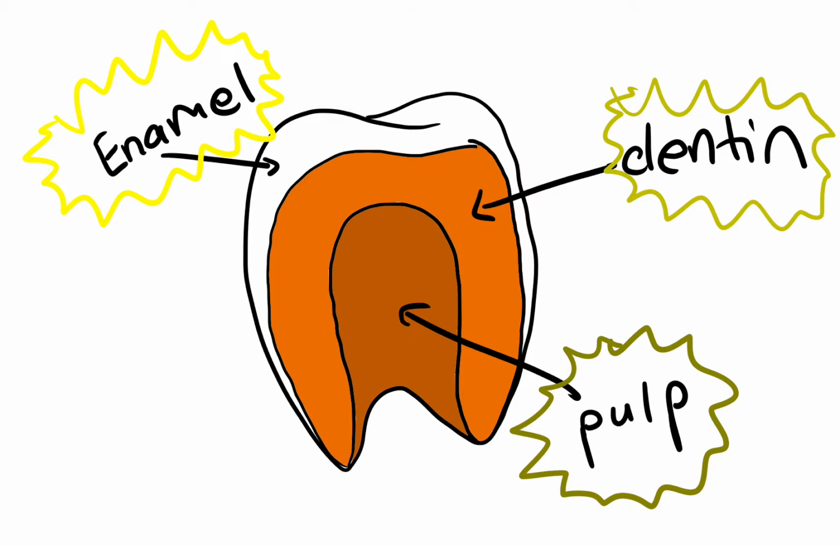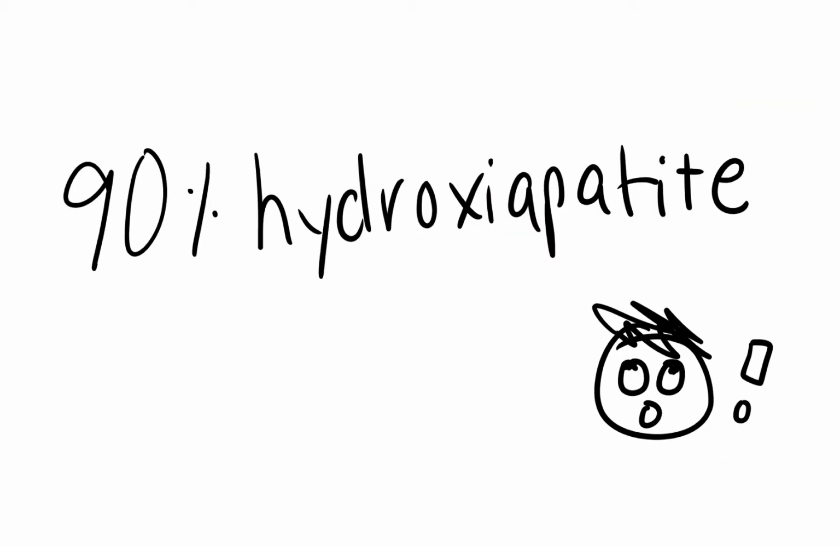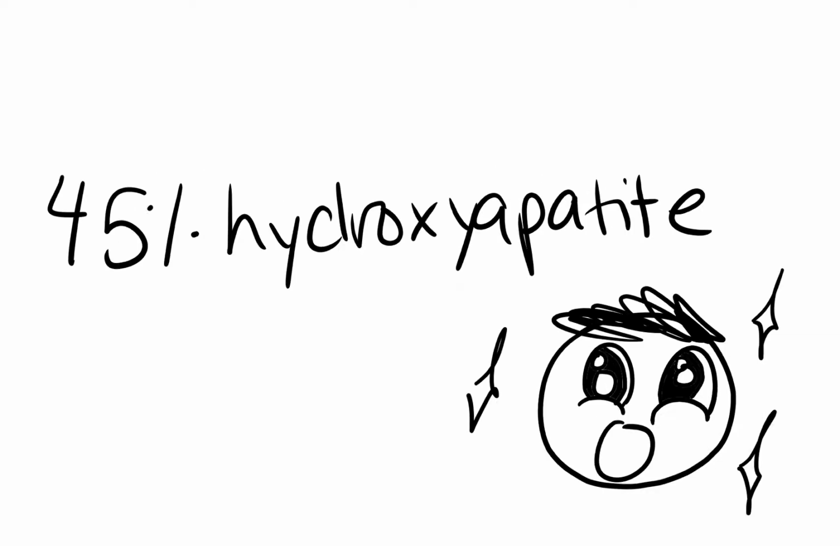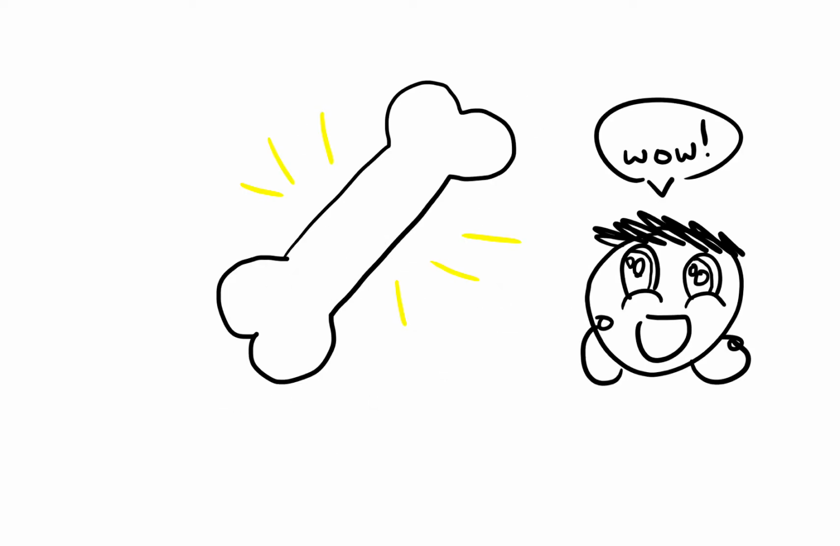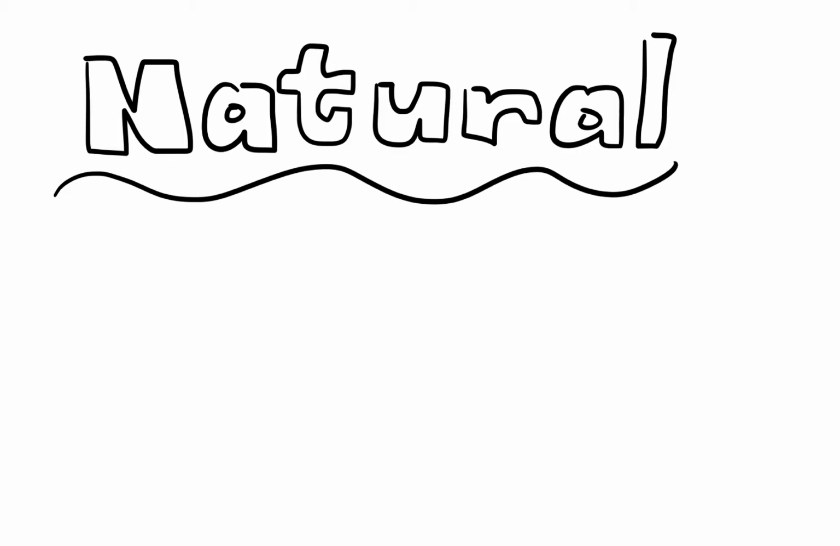Now, the enamel is made up of a substance that's really cool, and its name is hydroxyapatite. It makes up 90% of the enamel, while also making up 45% of the dentin. Hydroxyapatite is extremely important not just because it makes up 90% of the enamel, but because it can be used synthetically to literally regenerate broken bones. What makes hydroxyapatite even more valuable is that it is essential for natural use and not just synthetic use.